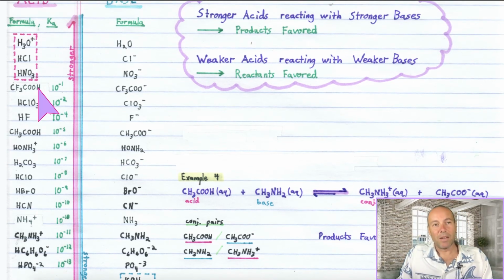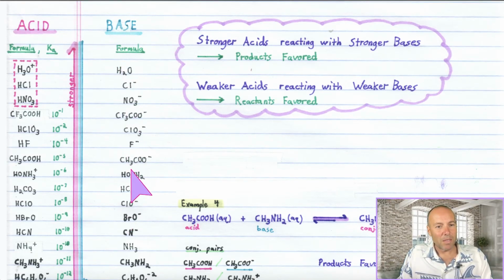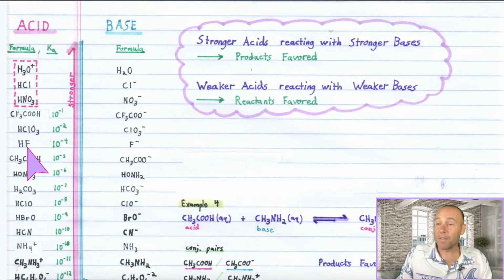Now, on the right side of this table are a bunch of bases. And in fact, these bases are the conjugate bases of those acids over there. Okay, so take any one of these. If you take a proton away, you're left with its conjugate base. So these are all the conjugate bases of those acids.